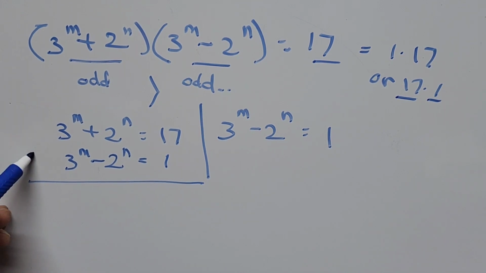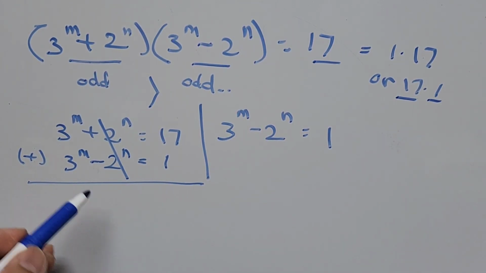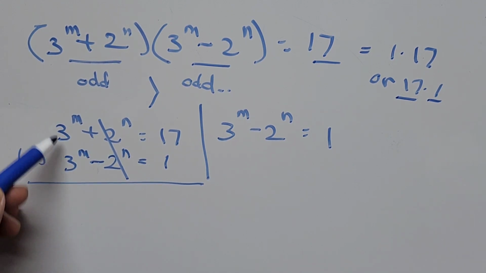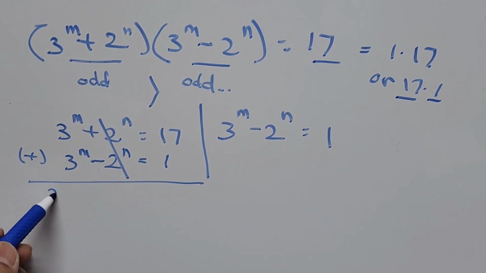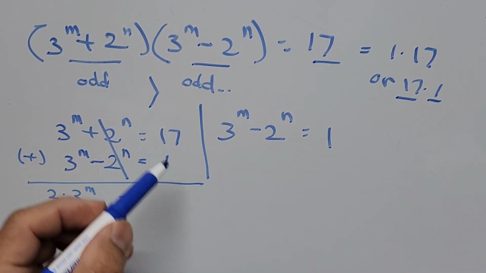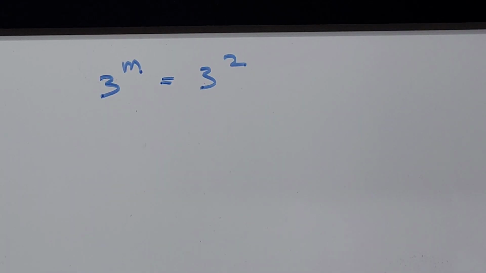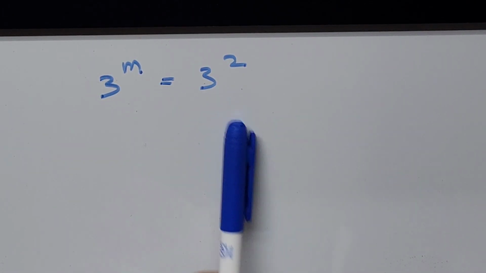So in here, we're just adding them up. We end up canceling the 2 to the power of n terms. So this means we add 3 to the power of m, so that's 2 times 3 to the power of m equals 17 plus 1, which is 18. Divide both sides by 2. So 3 to the power of m is equal to 9. And in here, 9 can be written the same way as 3 squared. From here, 3 to the power of m is equal to 3 squared.